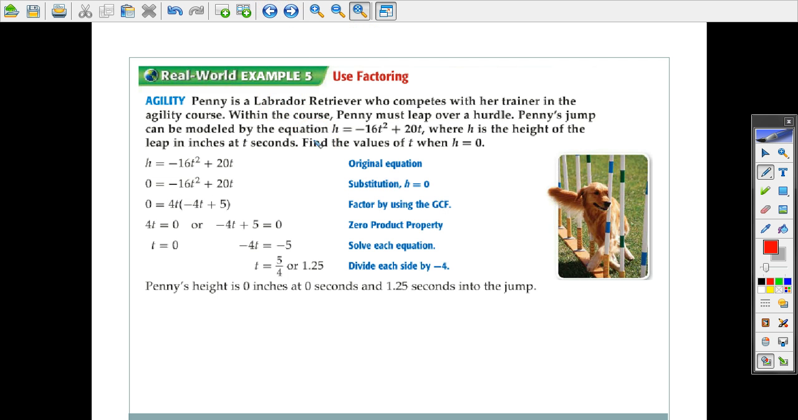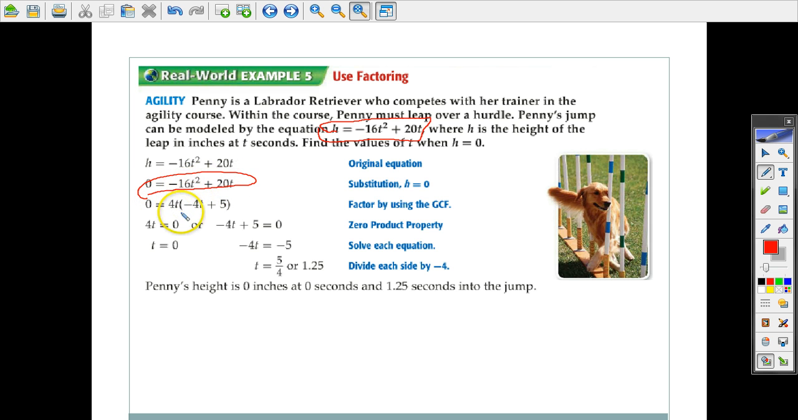Okay. Here is a real world example of when you would actually use this. Alright. Penny is a Labrador retriever who competes with her trainer in the agility course. Within the course, Penny must leap over a hurdle. Penny's jump can be modeled by the equation h equals negative 16t squared plus 20t, where h is the height of the leap in inches at t seconds. Find the values of t when h is 0. So this equals 0 is our equation.